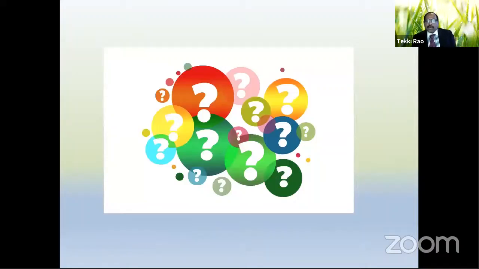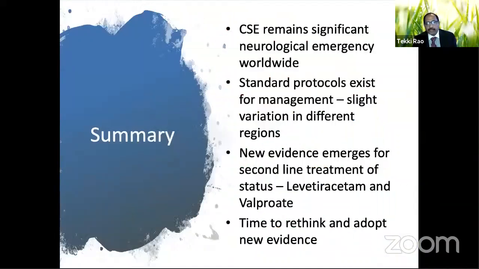So I'm just coming to a conclusion. I presume we're going to take questions after in the final session. Summarizing, convulsive status epilepticus remains a significant neurological emergency worldwide. Standard protocols exist, and there is slight variation in different regions, but now there is new evidence emerging for the second line treatment of status epilepticus, particularly levetiracetam and valproate. I think we have to rethink our protocols and adapt this new evidence into them. Thank you very much for listening and for your attention.